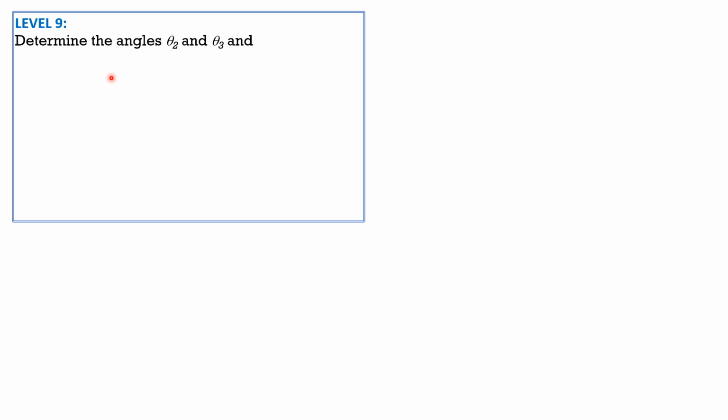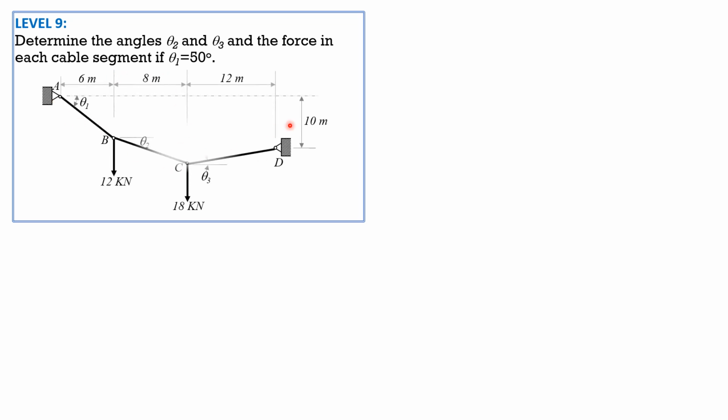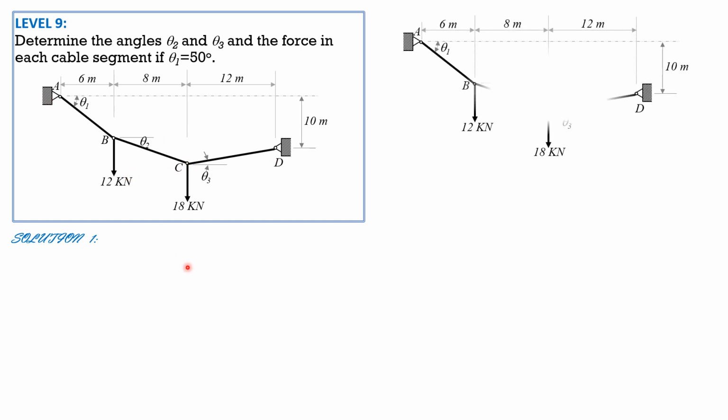Determine the angles theta 2 and theta 3 and the force in each cable segment if theta 1 is 50 degrees. So here's the given figure. I'll present two solutions here, one by statics and the other by the general cable theorem. So we will call the horizontal component of tensions, because the loads are vertical, H, as shown in the figure. We'll call this the imaginary chord, call this YB, Y sub C, then HB, then this is H sub C. Then the horizontal component of tension H, vertical component of tension VA, and V sub D. So summation of moments about D equals 0.